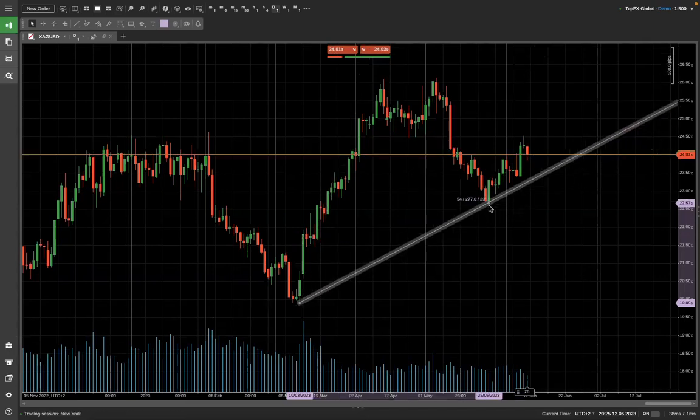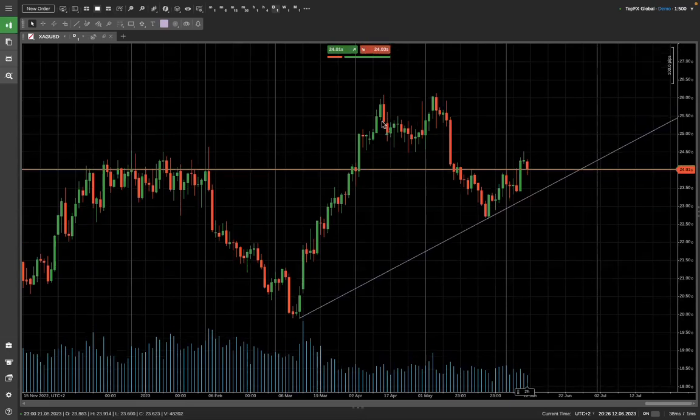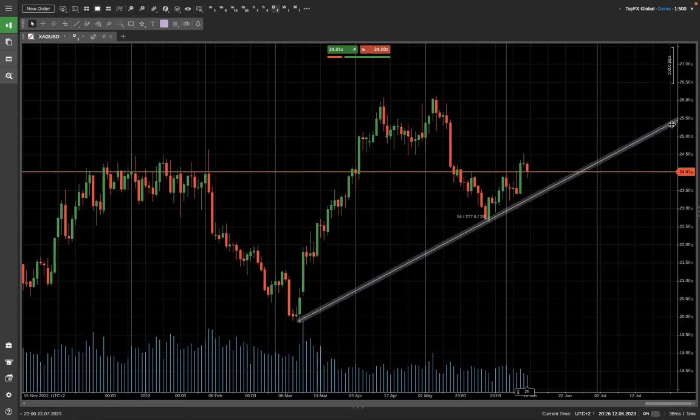We can, for example, use this one and project our trend line directly into the future. We have the swing low, for example. We have the second point. That's enough to draw a trend line. And right now we have a fresh new trend line projected into the future.